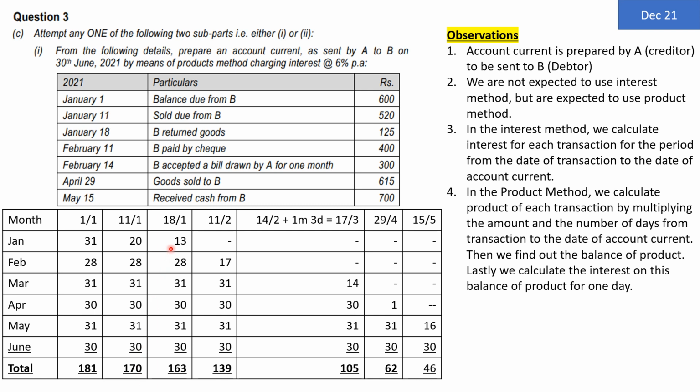For 18th of January, it will be 13 days of January. Then the rest of the months, all full days. That comes to 163 days.